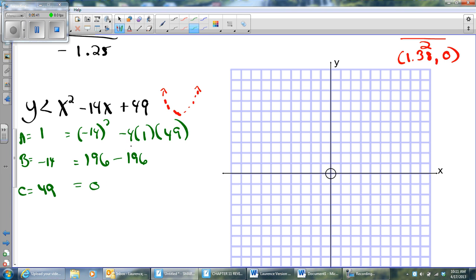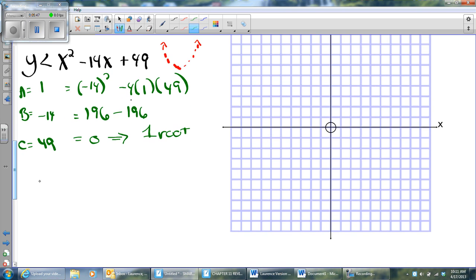Well, I know that there's only going to be one root. My root will be the same as my vertex. So let's go find the vertex. X equals negative of b over 2a. That's going to be 7. So my root is at 7, 0. My vertex is at 7, 0 also. 9, 8, 7, right about there. I know it's opening upward, so I'm going to put 7, 0.